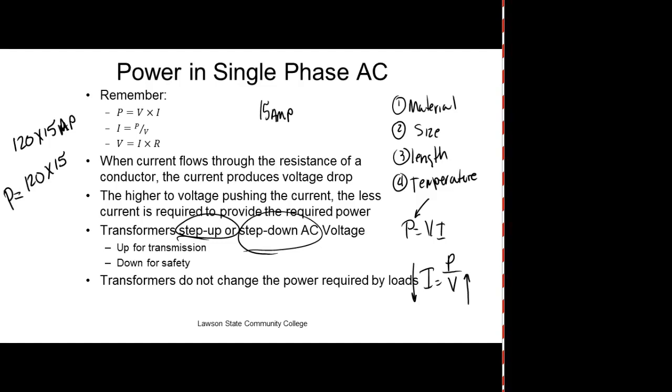So the ABB might use 15 amps, but we're having to provide it 30 amps on the 240 side, right? You understand? So if we step it up, that's something you've got to remember.